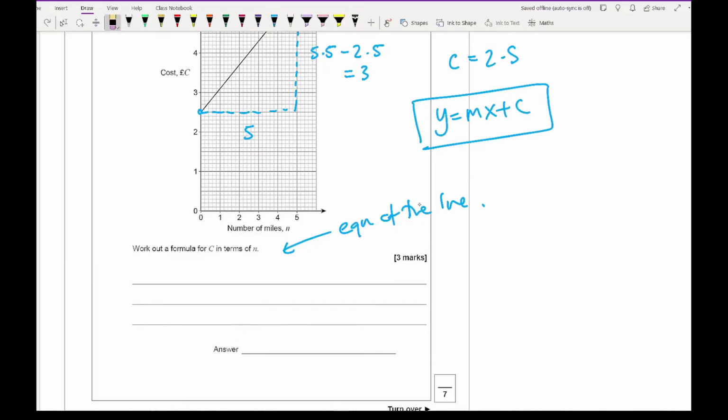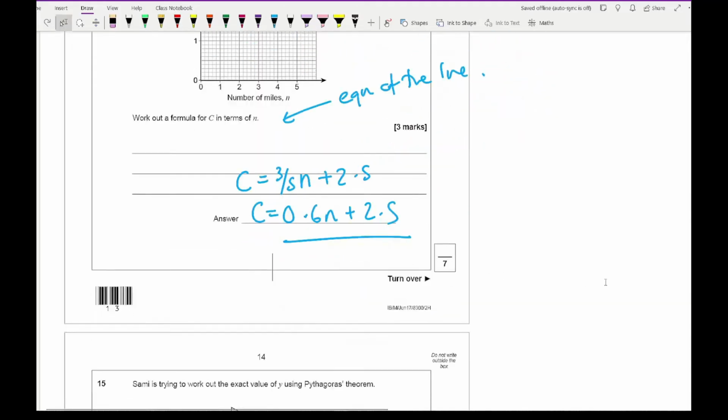get rid of the letters. Here we've got c equals, and it's going to be 3/5 of n plus 2.5, or 5/2. And so there are different ways you can write it, for example c equals 0.6n plus 2.5. So anything along those lines would be absolutely fine. Moving on to our next question.